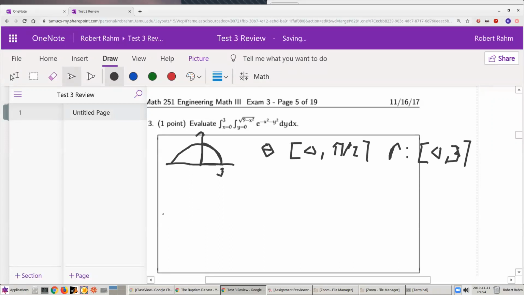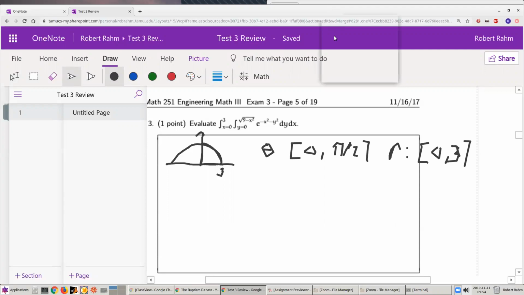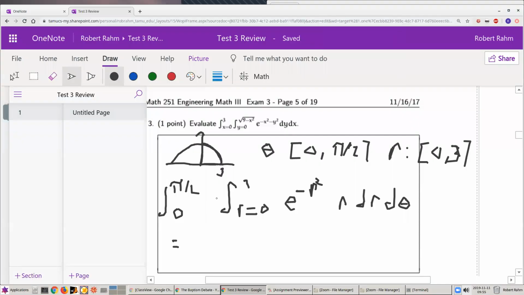Okay, and so the integral then is going to be the following. This is the integral. These are the limits. Minus x squared minus y squared is minus r squared. So this is what we're integrating. And then remember, when you do polar coordinates, you always have the r dr d theta. And now this is a u substitution problem where u is going to be equal to minus r squared.